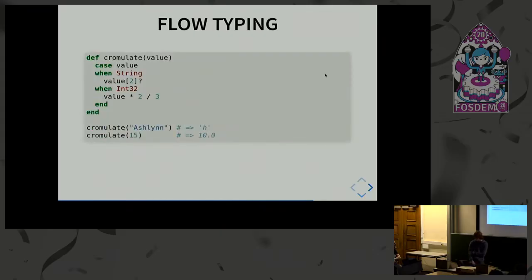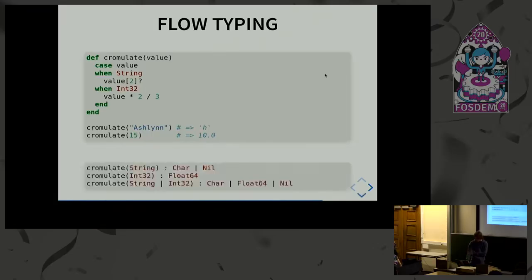You have this function cromulate, another example of flow typing. Here we have a perfectly cromulent function. If you give it a string, then it will take the third character of the string. Or if you give it a number, then it will give you 2/3 of that number. It's a bit of a weird function, but it's a weird example.